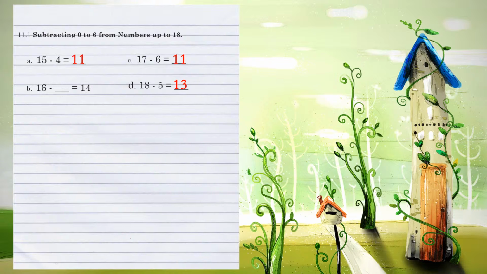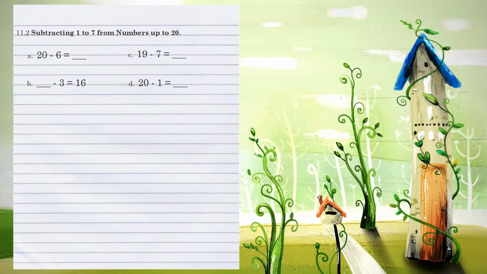Example B. 16 minus what number equals 14? Well, if we look at the two numbers we have, they both have the same tens position of a 1. So we really just have to look at the ones position. How are we getting from 6 to 4? What are we taking away? We would have to take away 2.